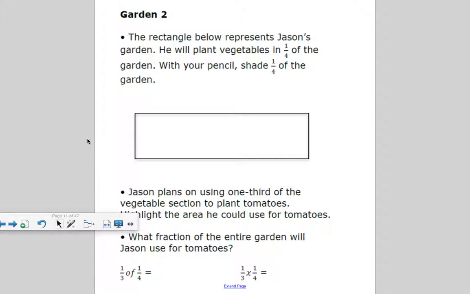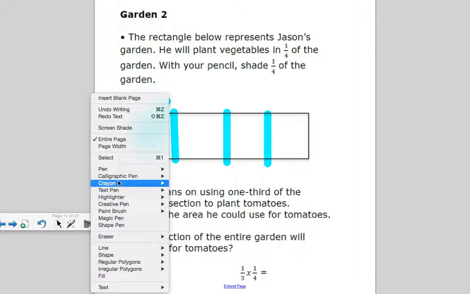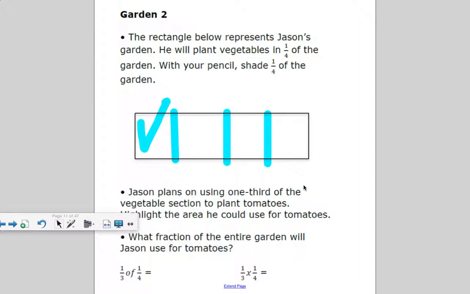The rectangle below represents Jason's garden. He will plant vegetables in 1/4 of the garden. So vegetables will go in this section. Let me use a different pen color, or a different highlighter. Jason plans on using 1/3 of the vegetable section to plant tomatoes. So tomatoes will go right here.